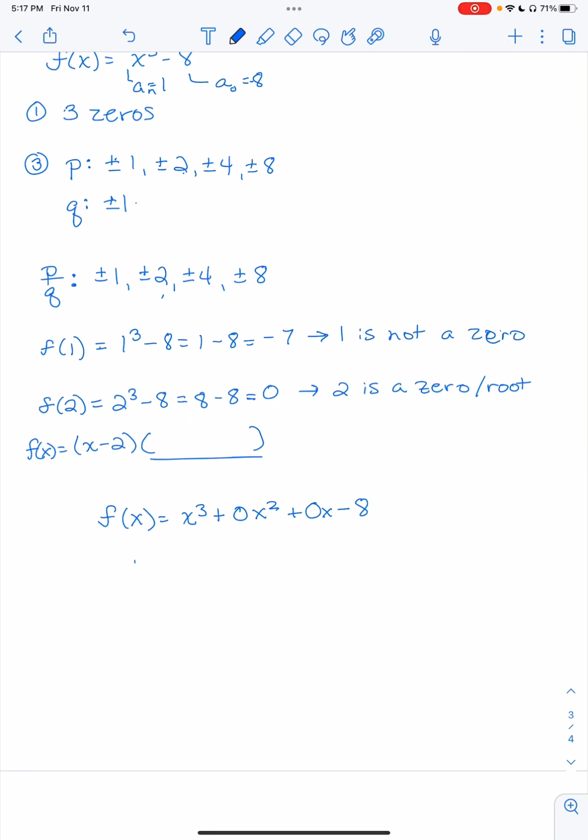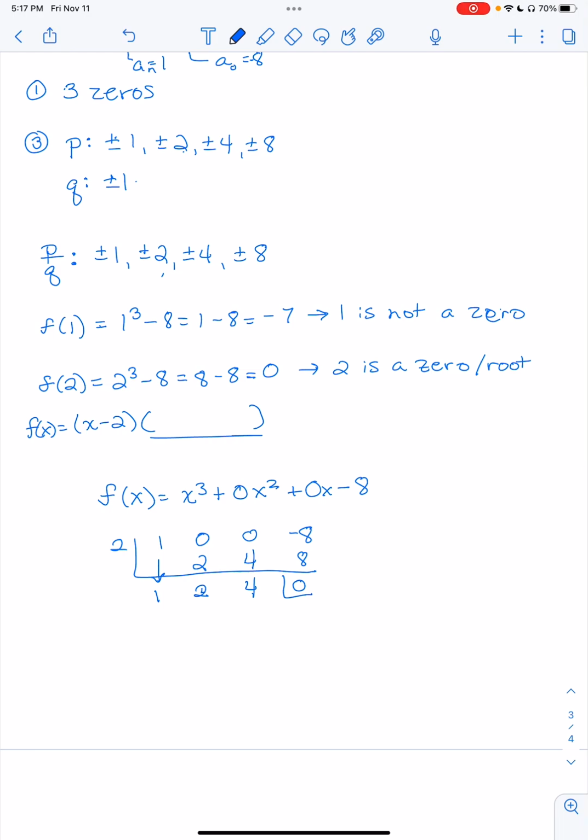So if I do my long division now, using my 2, I'm dividing in by 2. I have coefficients of 1, 0, 0, and negative 8. So if I bring down my 1, 1 times 2 is 2. 0 plus 2 is 2. 2 times 2 is 4. 0 plus 4 is 4. 4 times 2 is 8. And that means my remainder is 0, which is exactly what we would expect, right?